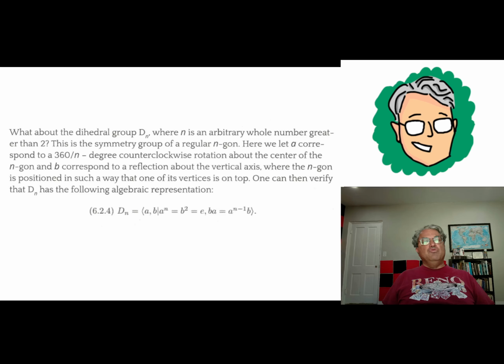So A to the n minus 1 is the same as A to the minus 1, or the inverse of A. And if A was a 360 degree divided by n counterclockwise rotation, then I think you can see that its inverse is a 360 degree divided by n clockwise rotation. So that's kind of the justification for this algebraic representation of Dn. So that completes my discussion of dihedral groups.